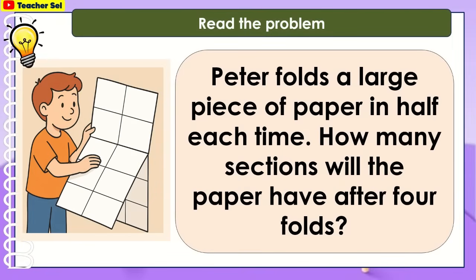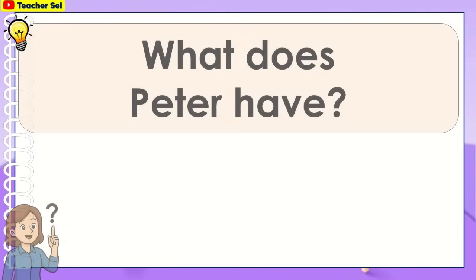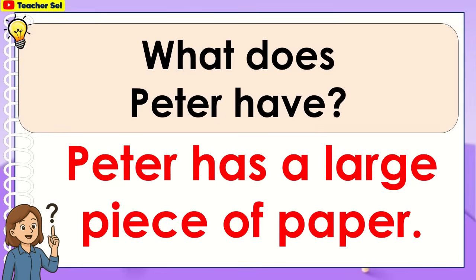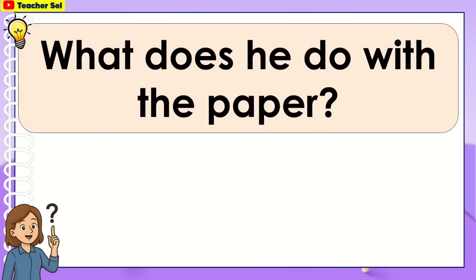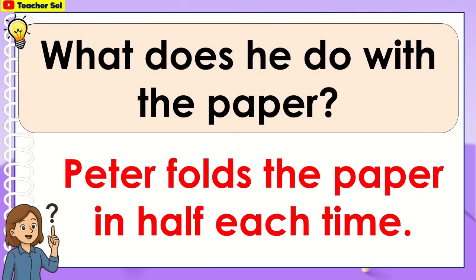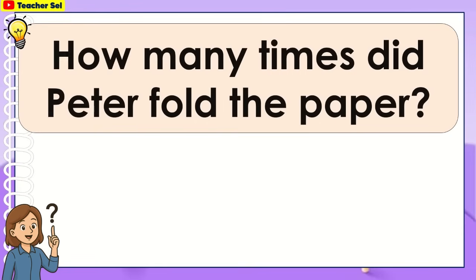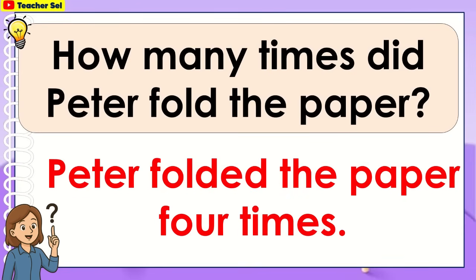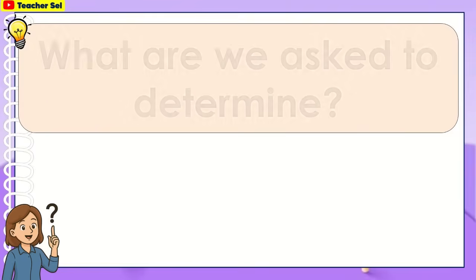Read the problem. Peter folds a large piece of paper in half each time. How many sections will the paper have after 4 folds? What does Peter have? Peter has a large piece of paper. What does he do with the paper? Peter folds the paper in half each time. How many times did Peter fold the paper? Peter folded the paper 4 times.